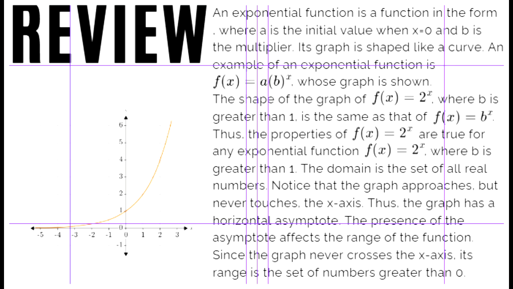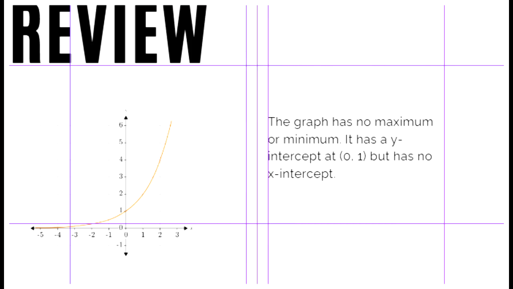The presence of the asymptote affects the range of the function. Since the graph never crosses the x-axis, its range is the set of numbers greater than 0. The graph has no maximum or minimum. It has a y-intercept at (0, 1), but has no x-intercept.